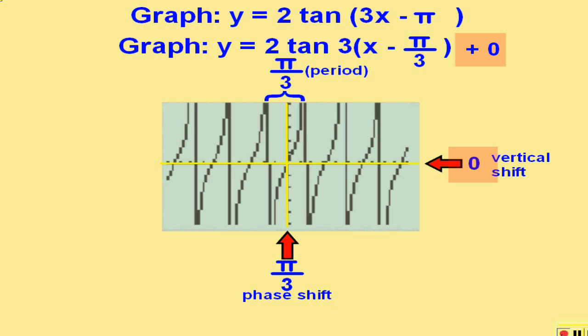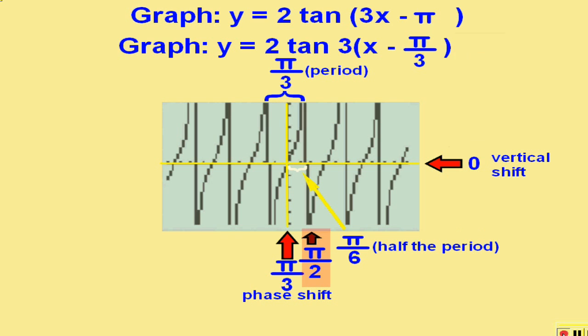To determine the asymptotes, we simply take half of the period. And that distance, in this case, is pi over 6. So if we add pi over 6 to pi over 3, we will get the line of the first asymptote to the right of the vertical axis. So pi over 3 plus pi over 6 becomes pi over 2, and that becomes the first right asymptote in this graph.